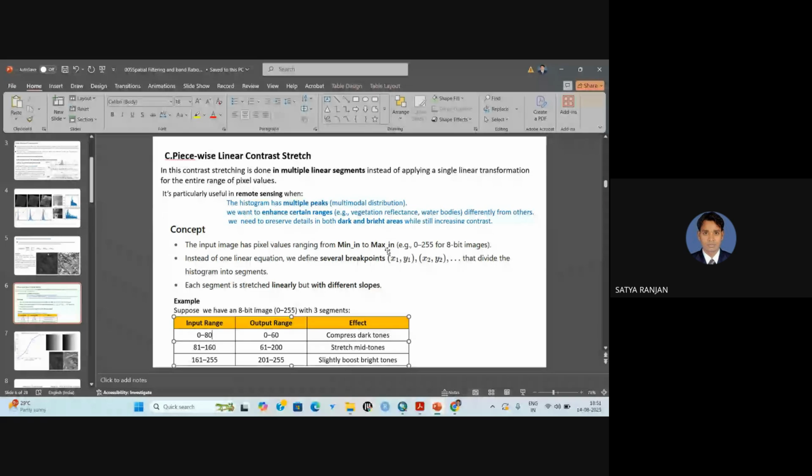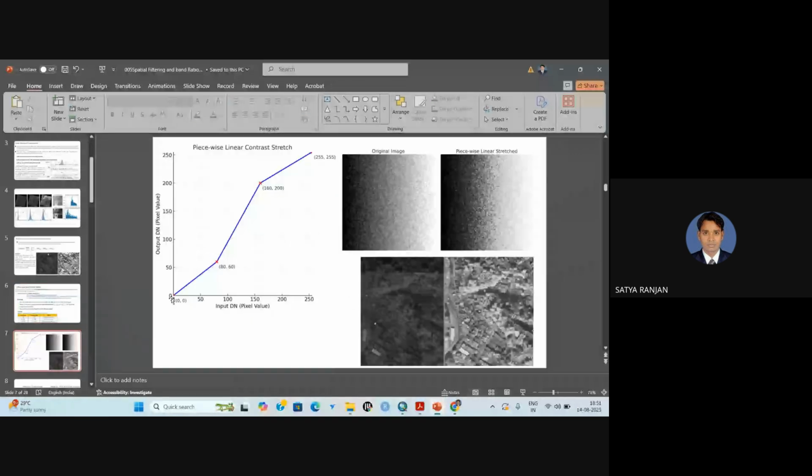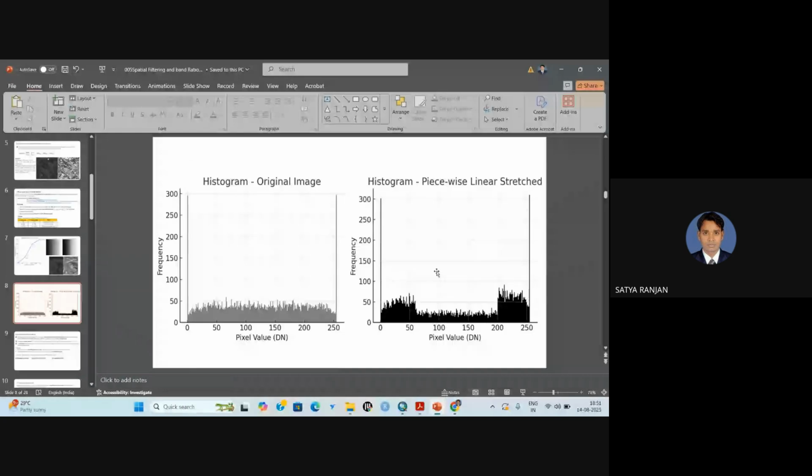Minimum 3 or maximum 7 or 8 ranges can also be created, with segments created for specific region enhancement. This is one of the examples. In this graph, one segment of the pixels is 0 to 80, then 160 to 200, then 255. These are the segments, and this is the original image transformed into piecewise linear stretch. This is the result of the image.